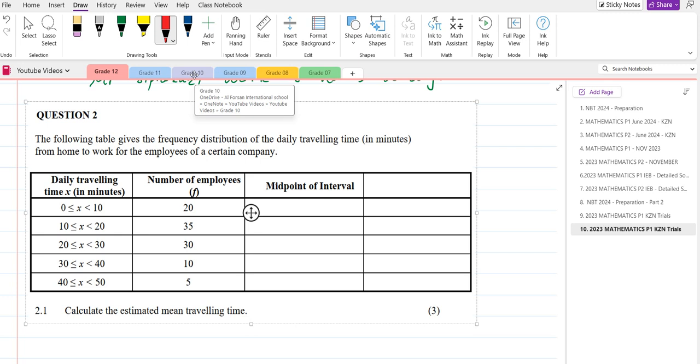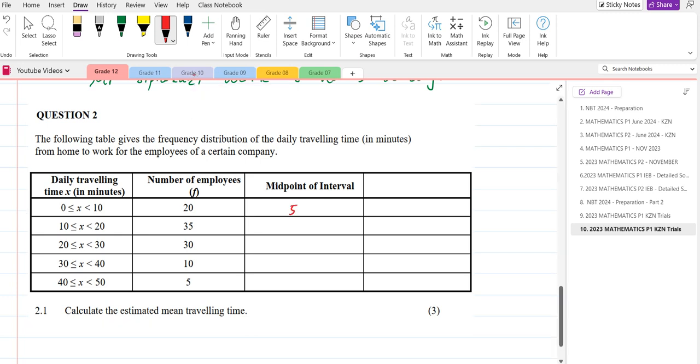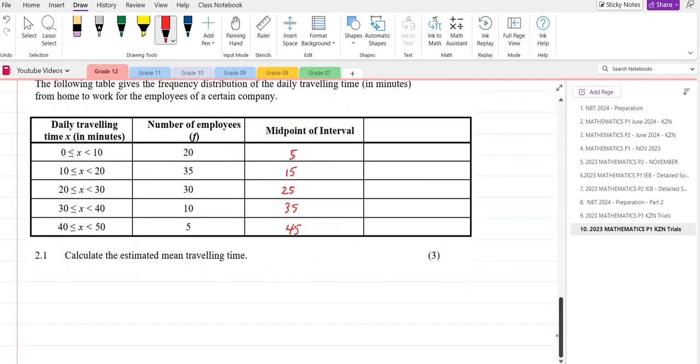0 plus 10 divided by 2 is 5. 10 plus 20 divided by 2 is 15. 20 plus 30 divided by 2 is 25, 35 and so on, and 45, right? Now to calculate the estimated mean, remember you need to take x times f, right? So this is x and multiplied by f. So if you take x times f, you're going to get all these values and divide it by the total.